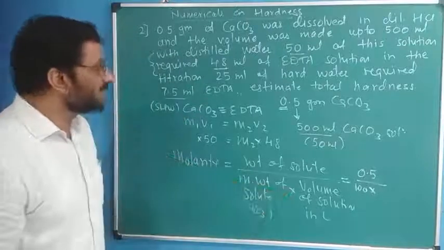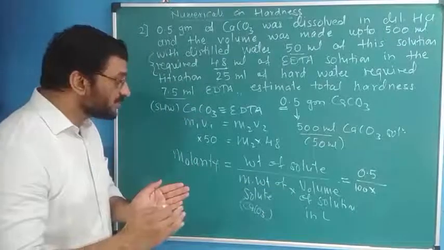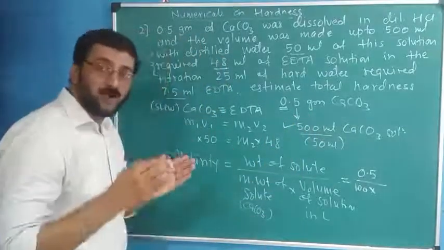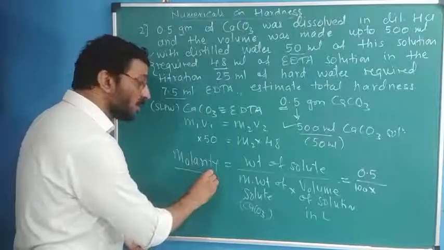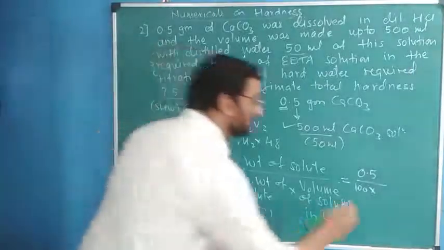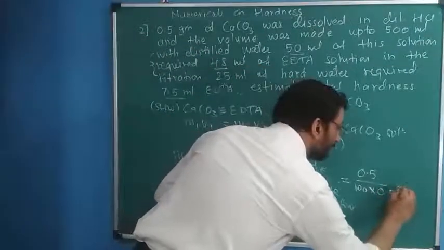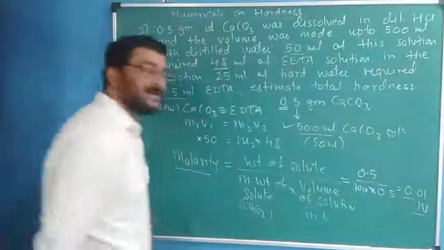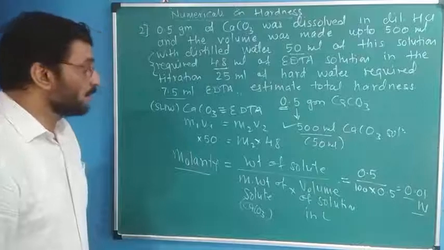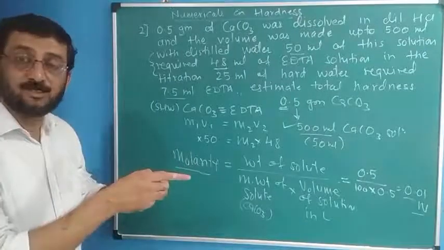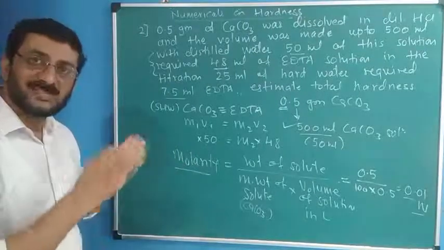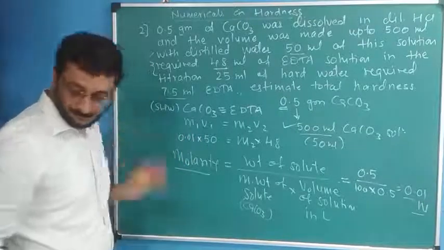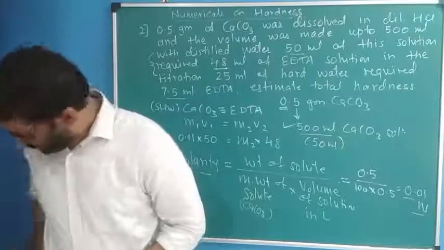Into the volume of solution in liter. What is the volume of solution? Not 50, 500 ml, to get the molarity of that stock solution. So it is a half liter, meaning 0.5. So it will be 0.01 molar. What is the molarity? 0.01 molar, the molarity of that CaCO3 stock solution. So put the value here. It will be 0.01.